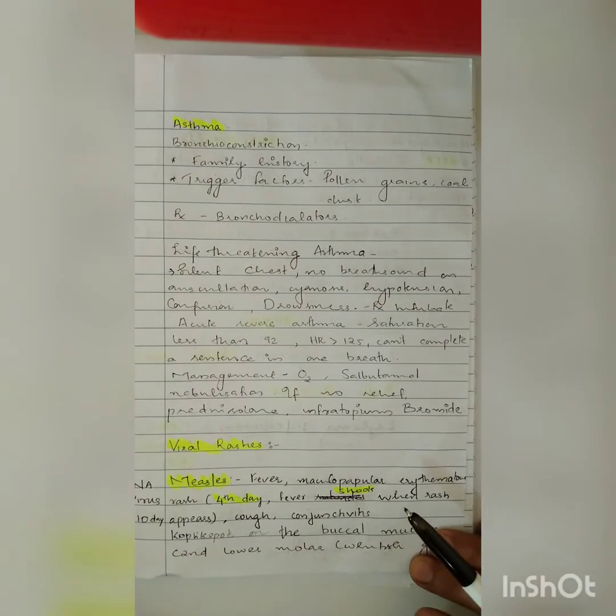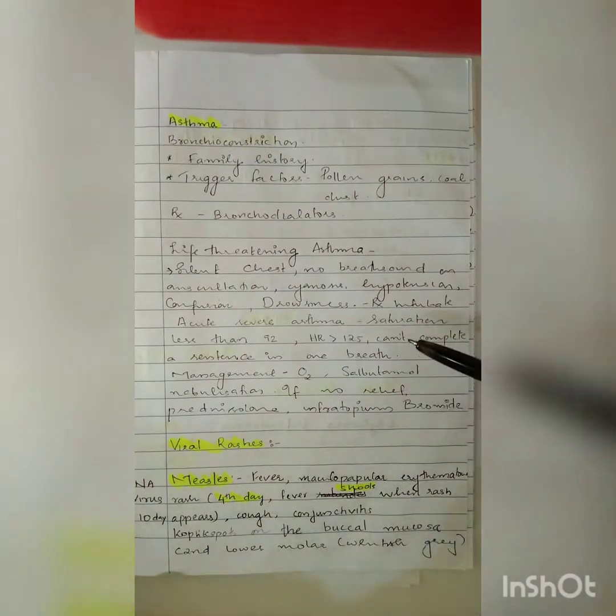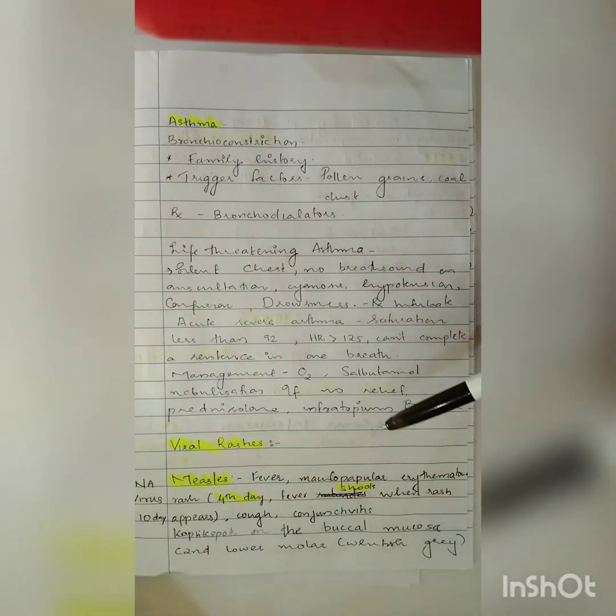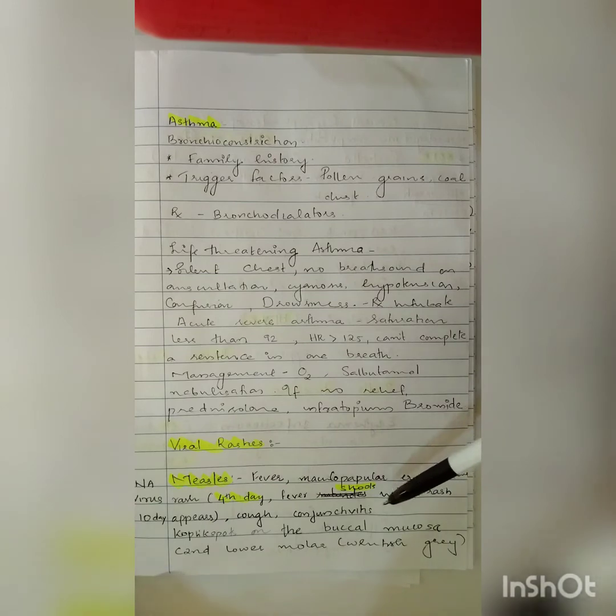Now, viral rashes. This topic is very important. So, let's start with measles. For measles, fever, maculopapular erythematous rashes, cough, conjunctivitis can be seen. The rash mainly appears on the 4th day. And when the rash appears, the fever shoots up. This is a very important point actually.